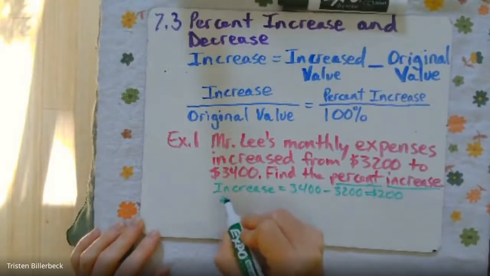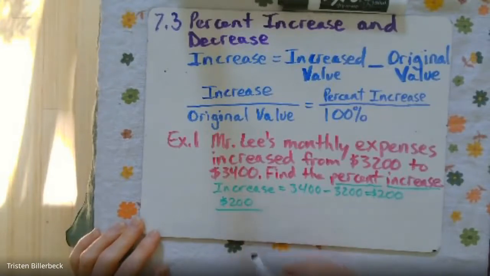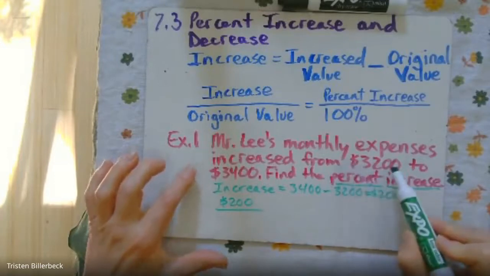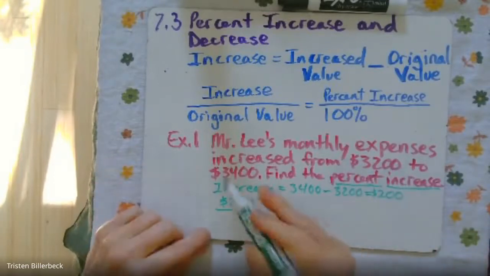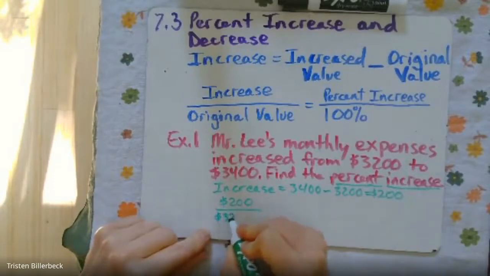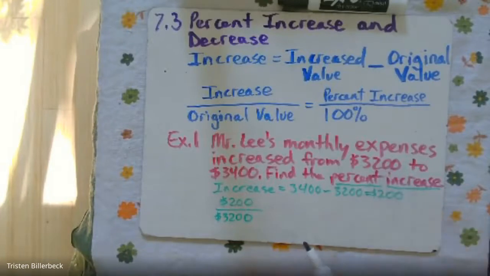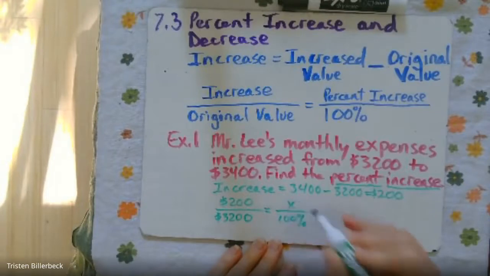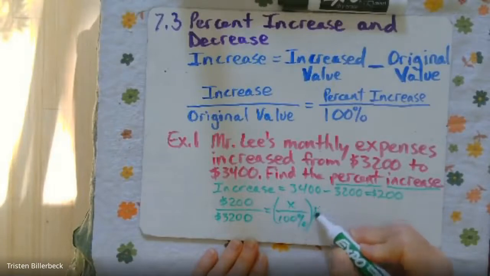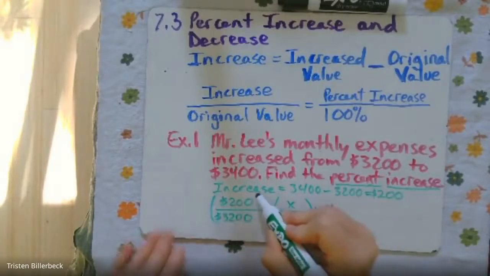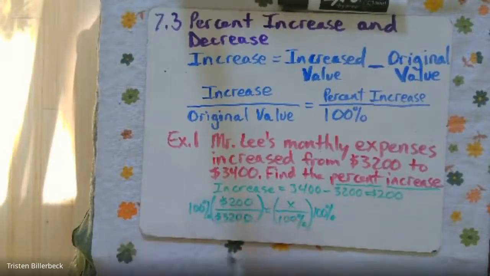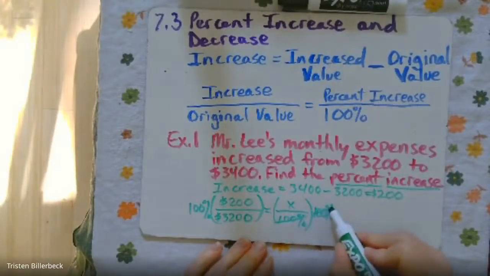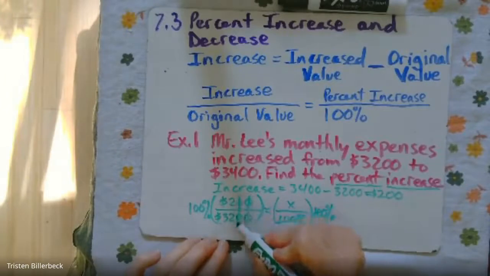So when we set the problem up, we have $200 goes on top. It increased from, so the from number is right here, 3,200. So that's the original value, the 3,200. So that relates to 100%, and we're trying to find this. So what we're going to do is multiply both sides by 100%. And when we multiply both sides by 100%, that cancels this out. And we can take a few zeros out before we start working.